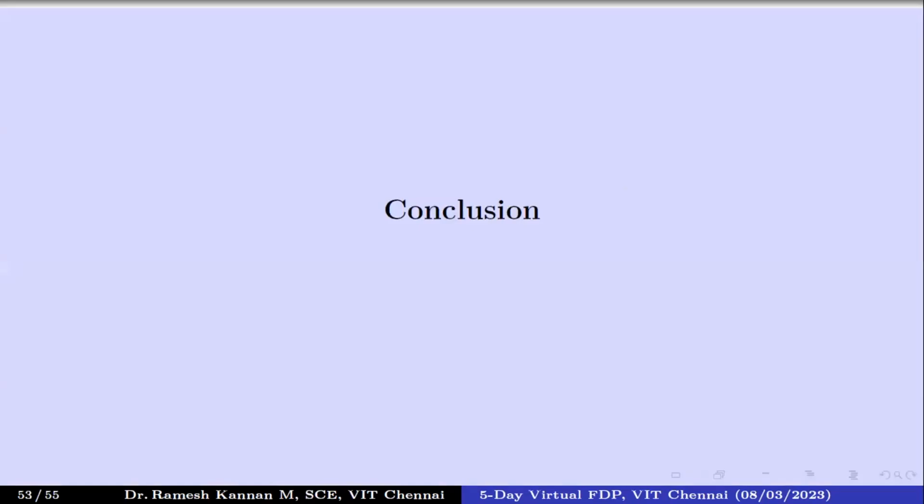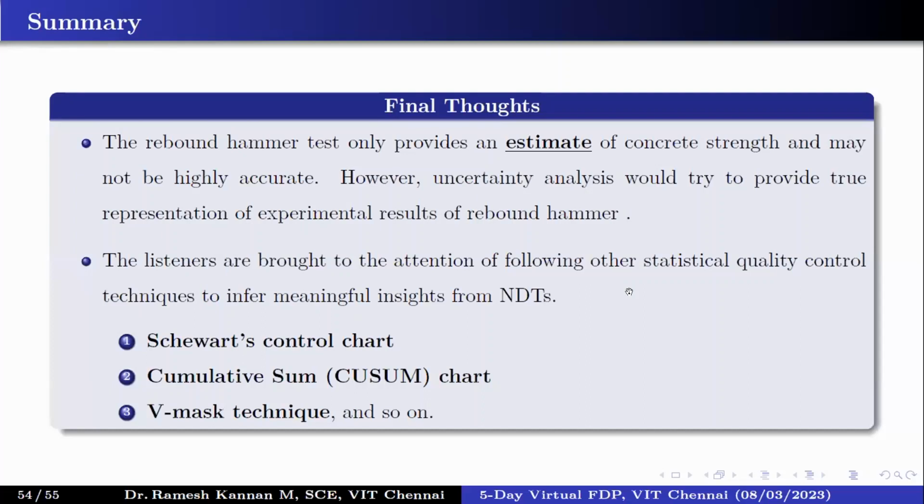All right, so I think I've taken good time to explain what the uncertainty mechanism is. There are other uncertainty analysis or qualitative metrics like control charts or cumulative sum, probably called CUSUM charts, or V-mask techniques and so on. Since we are short of time, I'm stopping at this point.